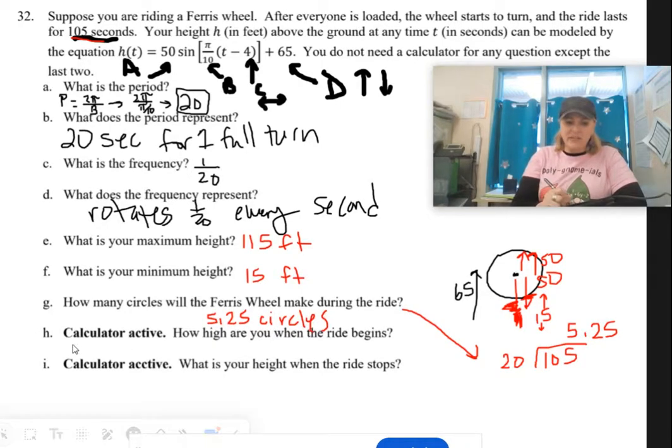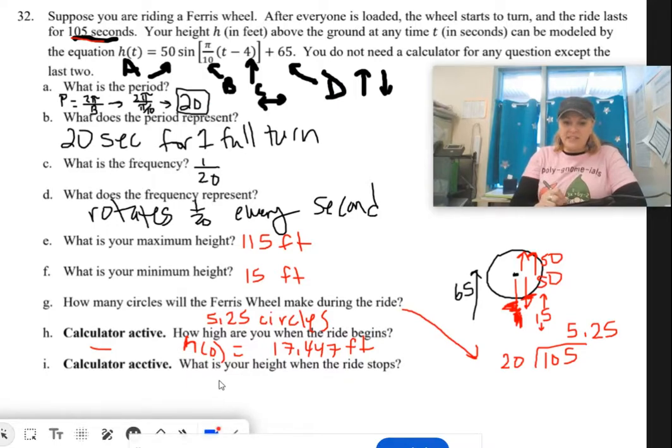Okay, this you're going to need a calculator. It even tells you that. You're going to find how high you are when the ride begins. So that would be the function at t equals 0. Plug it in, you should get approximately 17.447 feet. And when I say plug it in, I mean plug it into this formula that they gave us at the very top. So literally grab a calculator, plug it in.